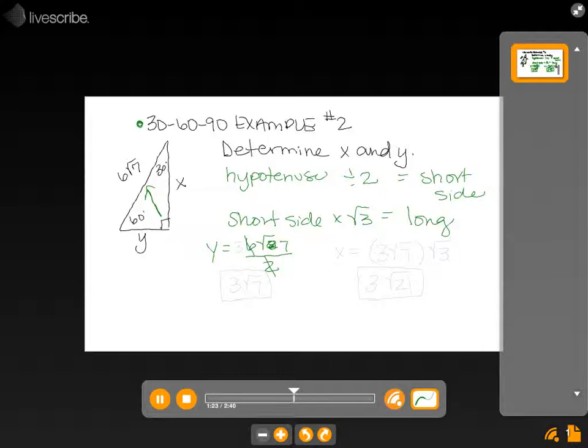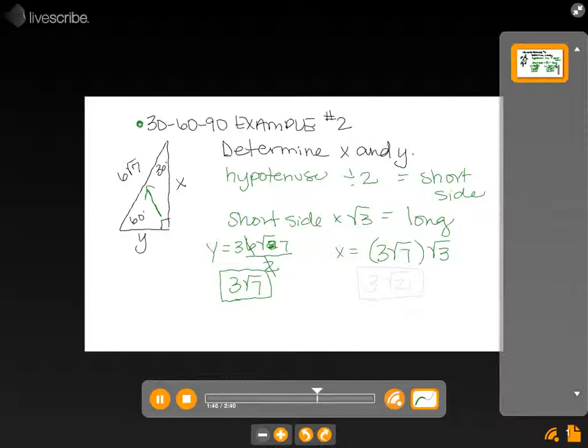And what happens? 2 goes into 6 3 times. So we end up with 3 square roots of 7. There's y. Y is 3 square roots of 7. That's the short side of our triangle. Now to find x, which is the long side, we take that short side, which is 3 square roots of 7. We're going to multiply it by the square root of 3.